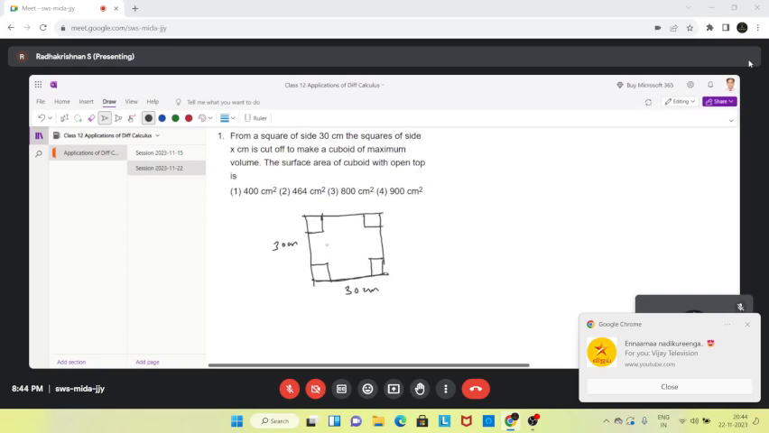Then we can fold it this way, and that way too, right? This is x. Then it will become a cuboid. This is all x. First of all, let us write the volume of the cuboid, and then we can find out for what value of x that cuboid volume will be maximum. That is all they are asking in the question. Once you determine that value of x, then you can determine the surface area and all that.